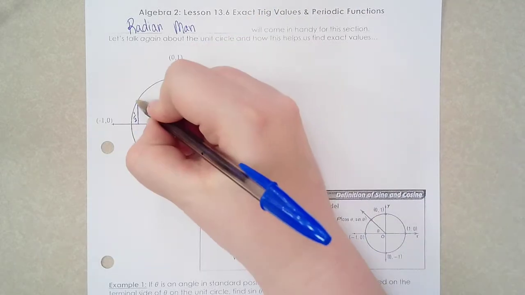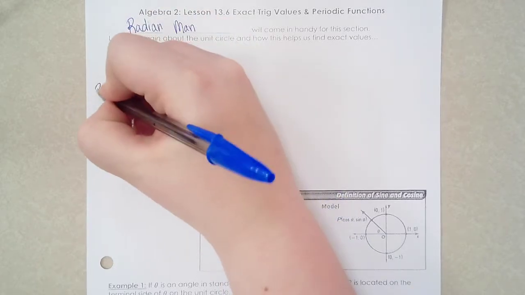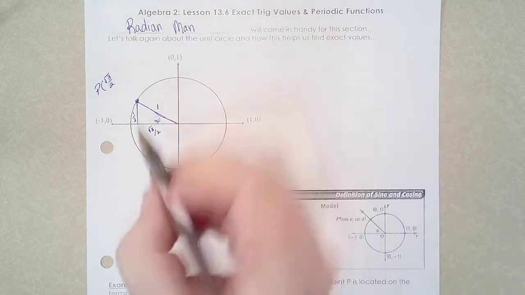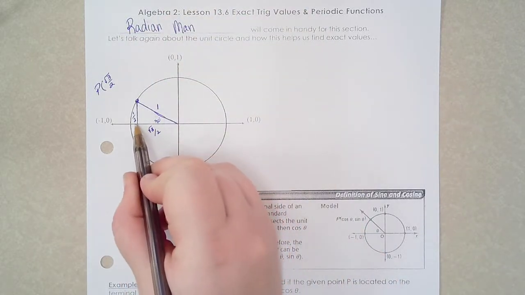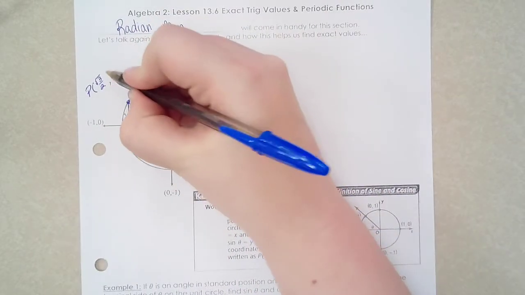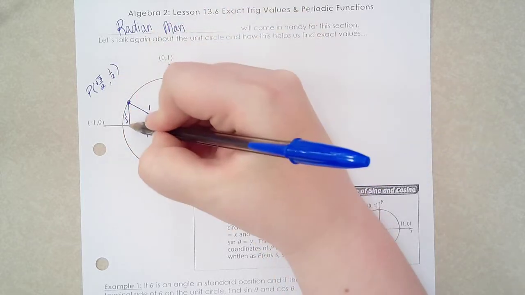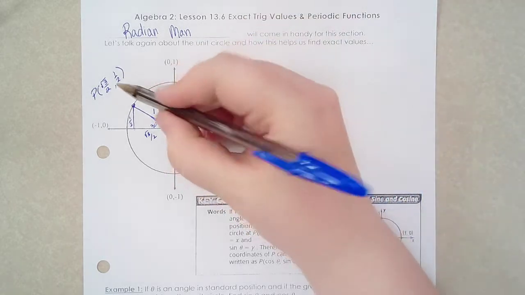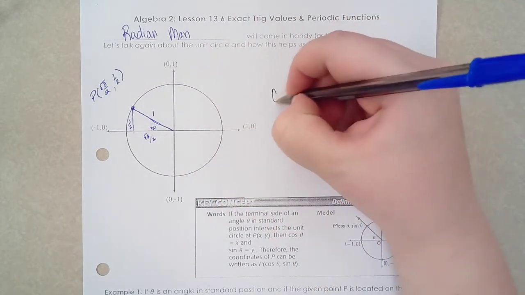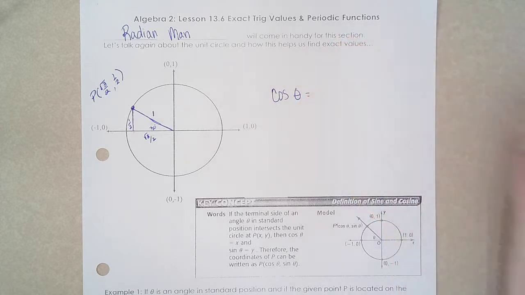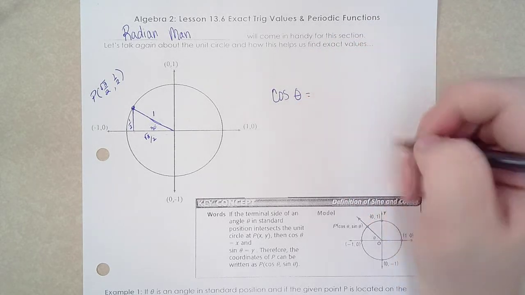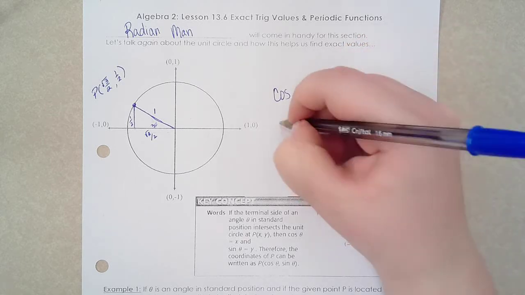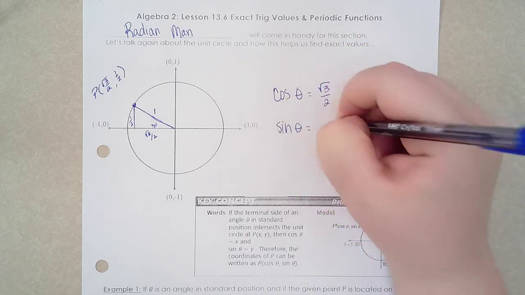If we talk about the point that this is at, we would technically say this is P of root 3 over 2, because that's the x distance it took us to get here, comma 1/2, because that's the y distance it took us to get up to that point. So if we have the point, we can also say cosine of theta, or a 30 degree angle, our reference angle for the original 150 degrees, is going to be root 3 over 2, and sine of theta is going to be 1/2.